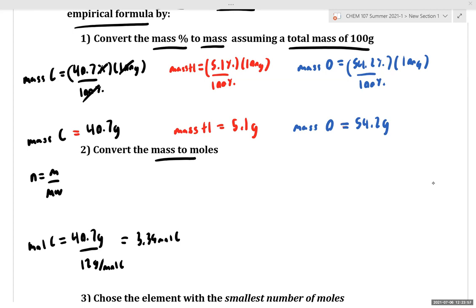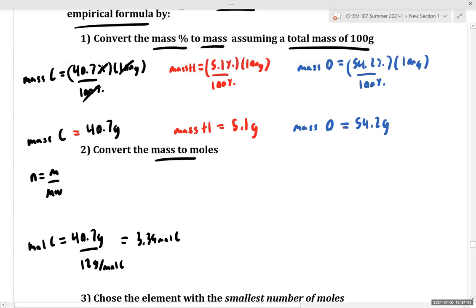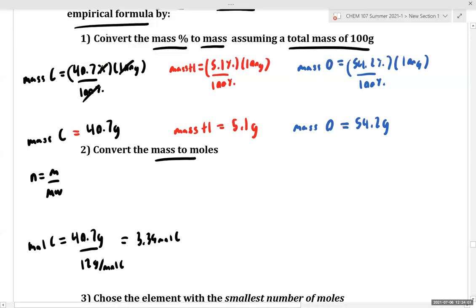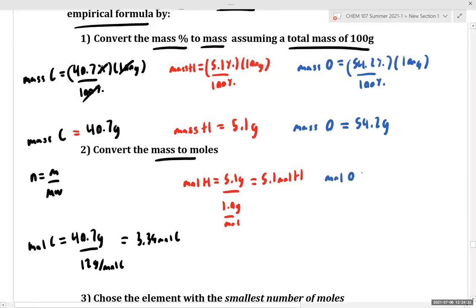5.1 for hydrogen, sorry. No worries. So we can calculate the moles of hydrogen by taking the mass of hydrogen over the molar mass. And that in turn gives us 5.1 moles of hydrogen. Wonderful, that's exactly correct. Now, what about the moles of oxygen?